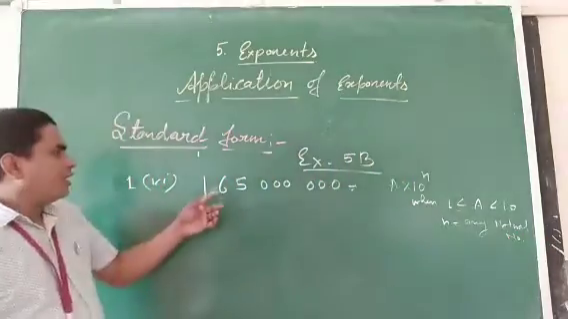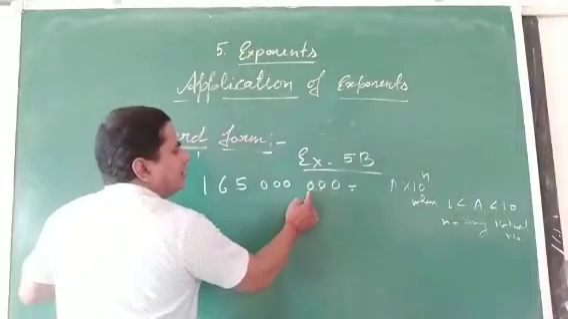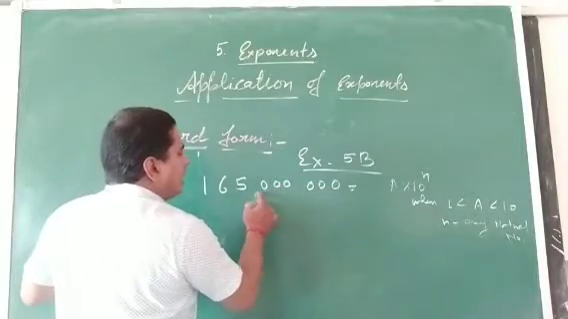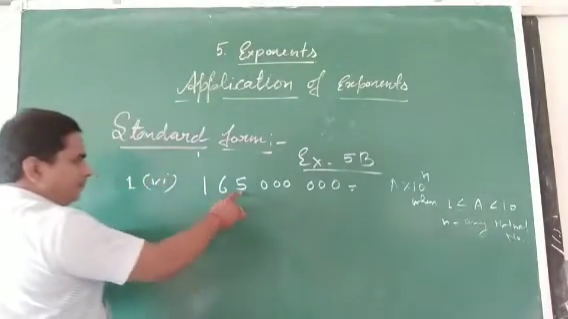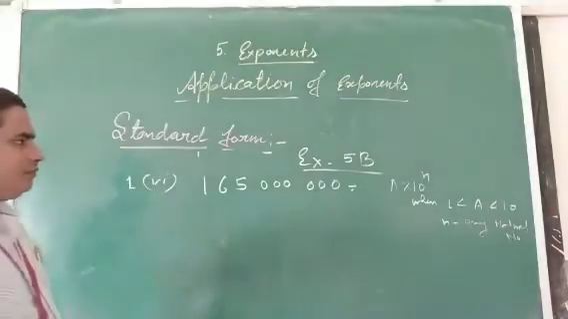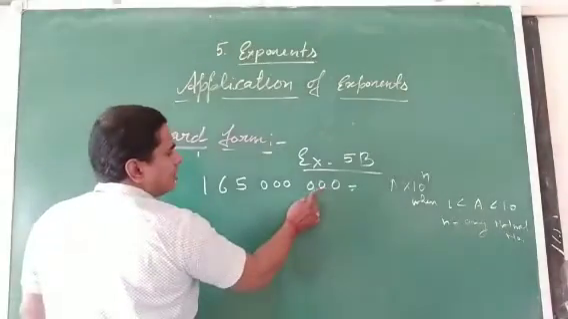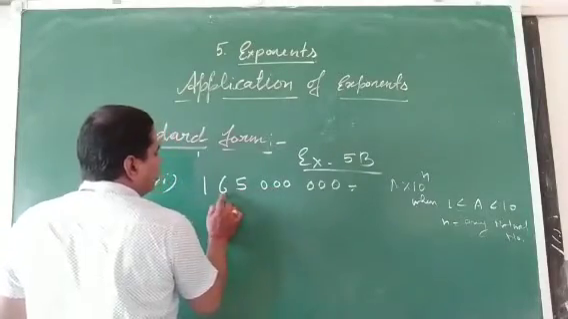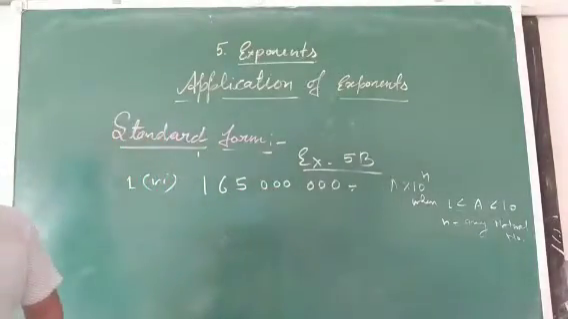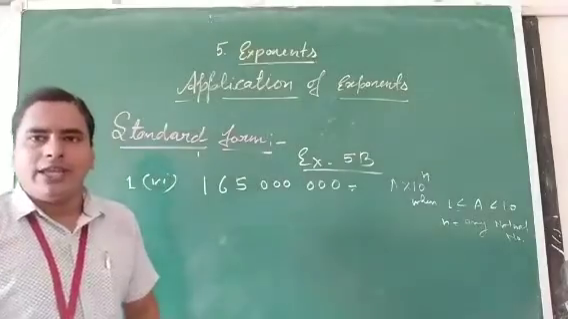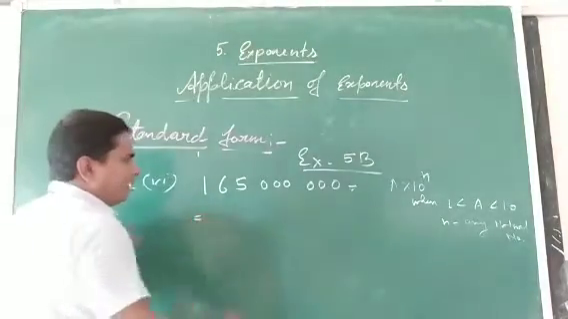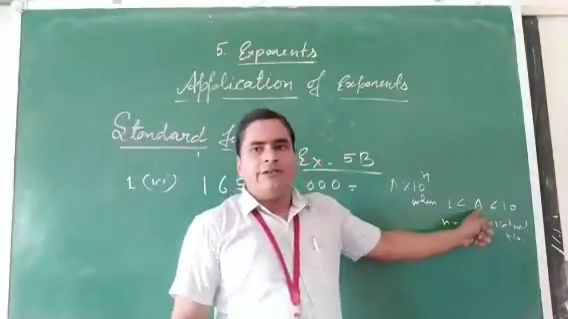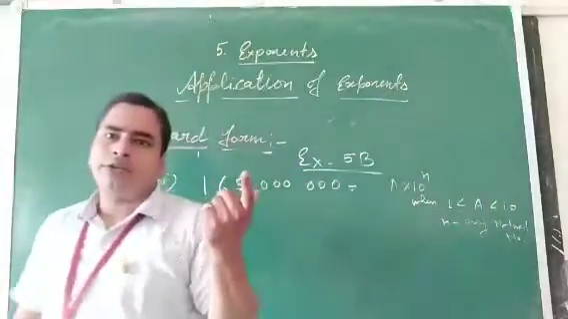Okay, so see here: ones, tens, 100,000, 10,000, lakh, 10 lakh, crore, 10 crore. 16 crore, 50 lakh. So first we'll find the value of A, means in between 1 to 10.